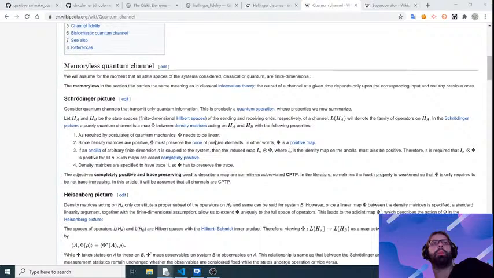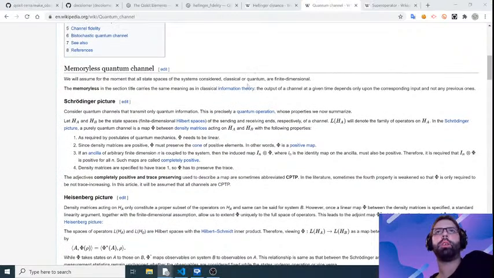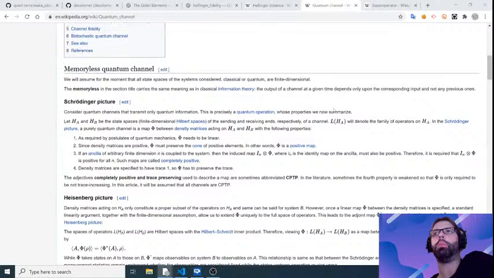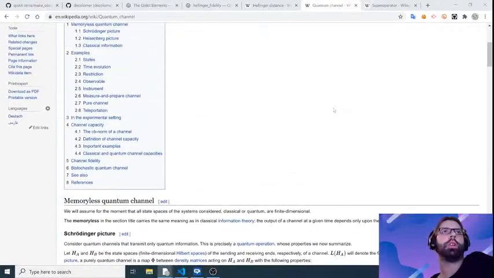We will assume for the moment that all the state spaces of systems in the classical quantum are finite dimensional. The memoryless in the section title carries the same meaning as in classical information theory. The output of a channel at a given time depends only upon the corresponding input, and not any previous ones.